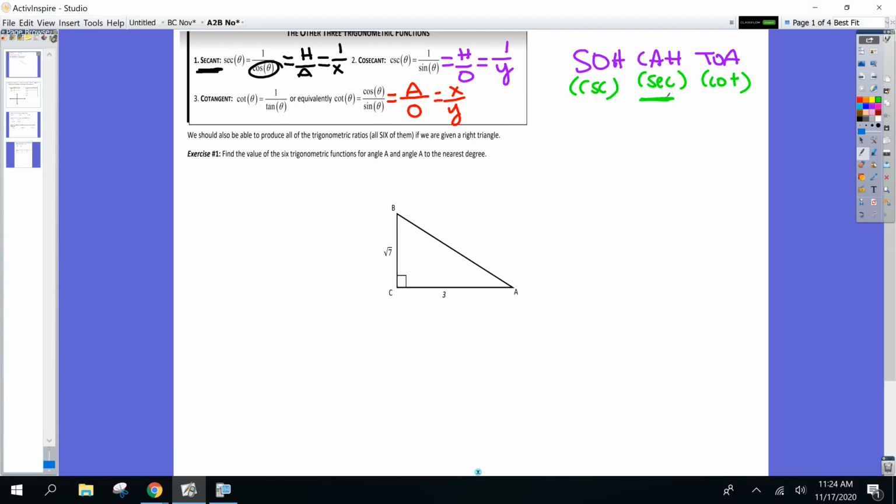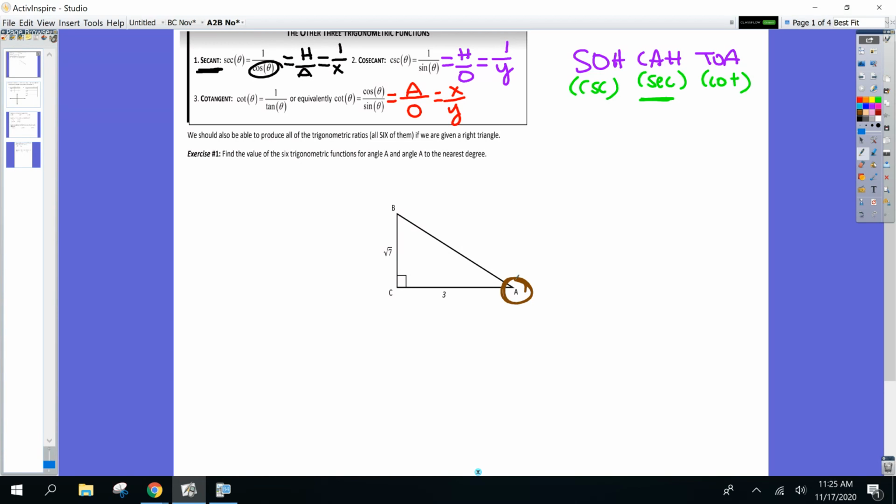All right, problem number 1. You used to do 3, now you're finding all 6 of them for me using this right triangle. All 6, and somebody keep reading. What angle am I going from? For which angle? I'm finding all 6 for which angle? Angle A. So we're going to look at angle A when we answer this question.